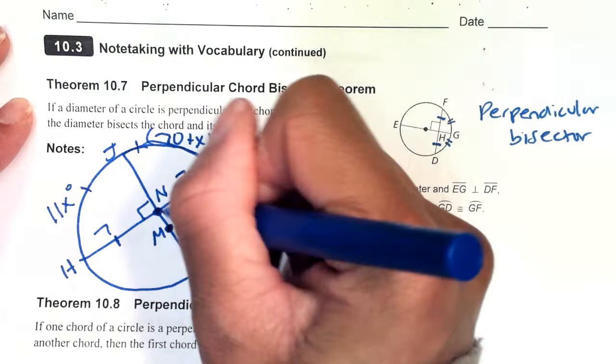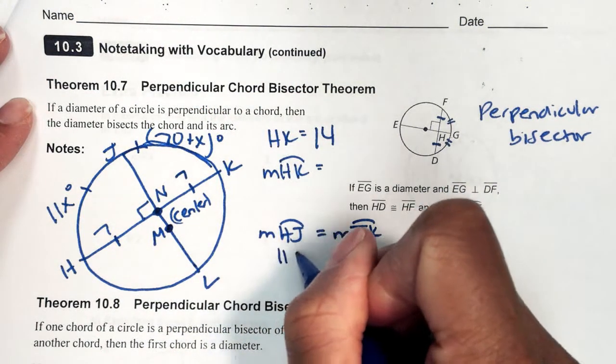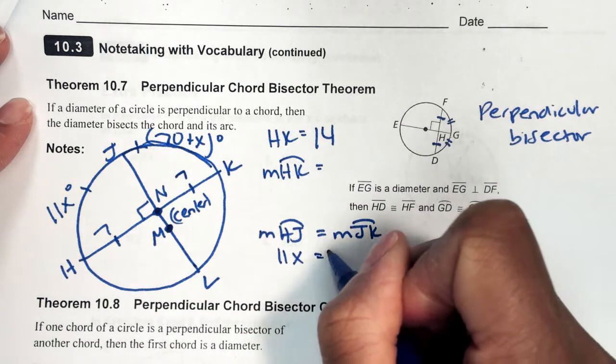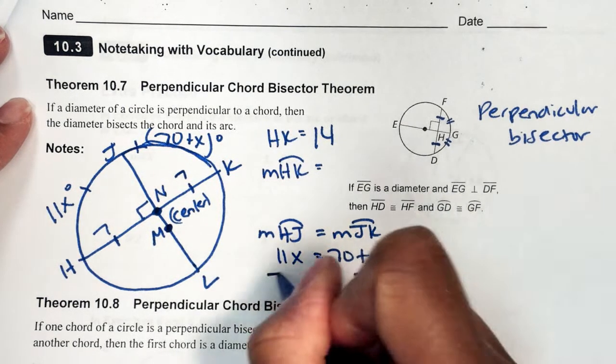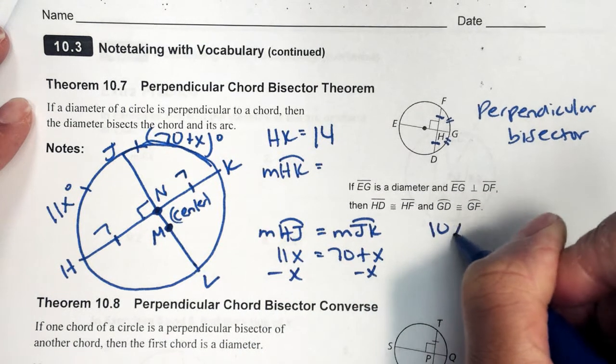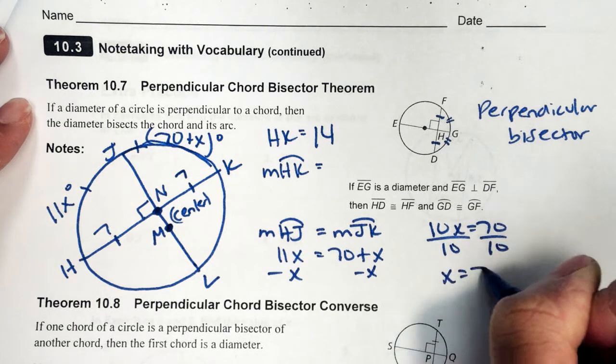if this makes a perpendicular bisector. Okay, so these two should be congruent. So I set my equations 11x equal to 70 plus x. And if I were to subtract x from both sides, I'm left with 10x equal to 70. When I divide by 10, x equals 7.